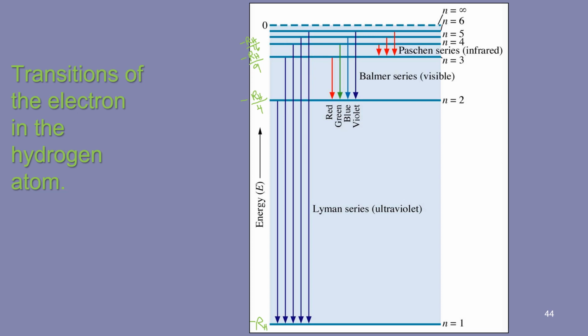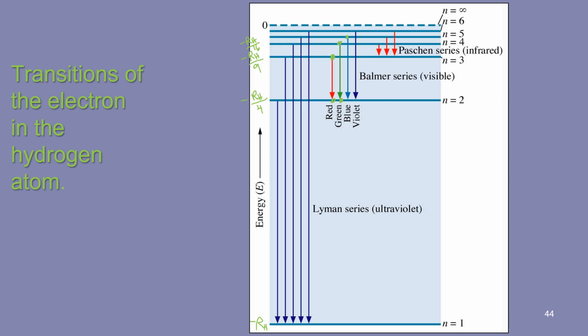So anyway, here's the interesting thing. It turns out if you take an electron that's in the third level and it drops down to the second level, it gives off energy with a wavelength that is red, 600 and some nanometers. If an electron jumps from the fourth level down to the second level, it gives off light that is green.